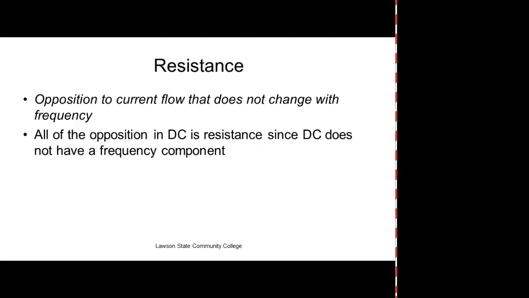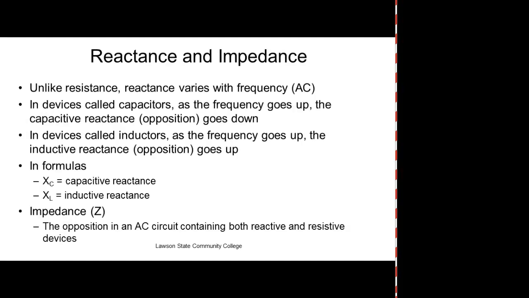Resistance is opposition to current flow that does not change with frequency. All opposition in a DC resistance circuit, which doesn't have a frequency component, is resistance. Reactance, and we don't need to get into this, there are just some little things we need to do. We have things called capacitors and we have things called inductors. And why we have to do that is that these devices have multiple functions. In DC circuits, we use these as what we call filters. What is a filter?